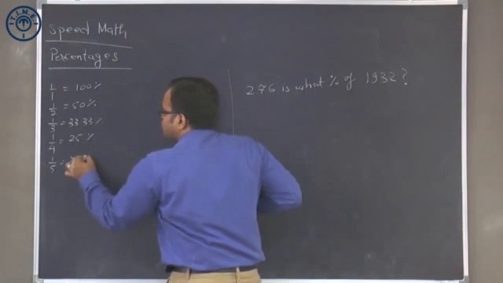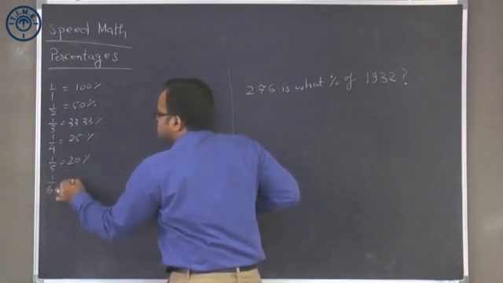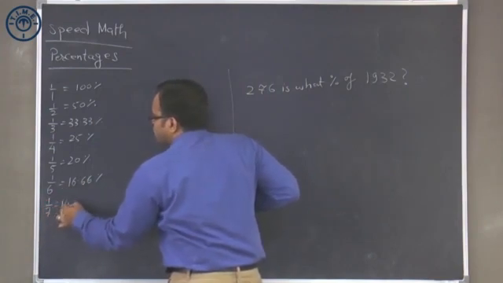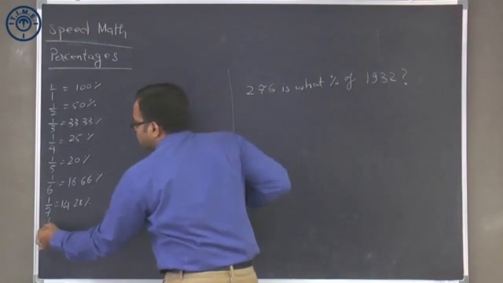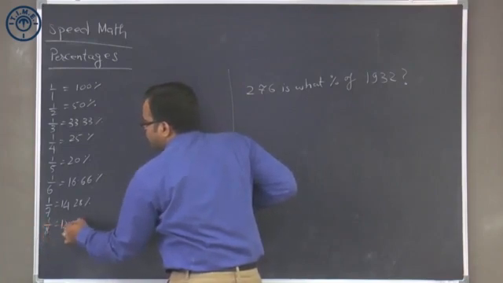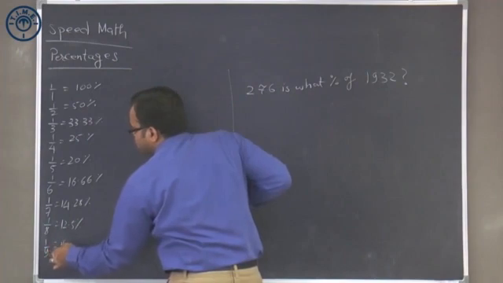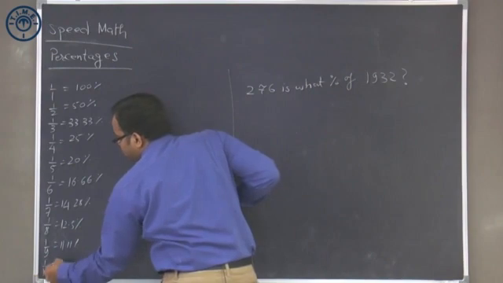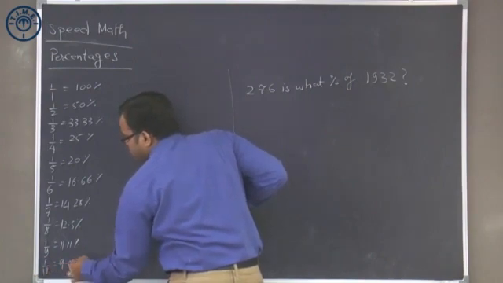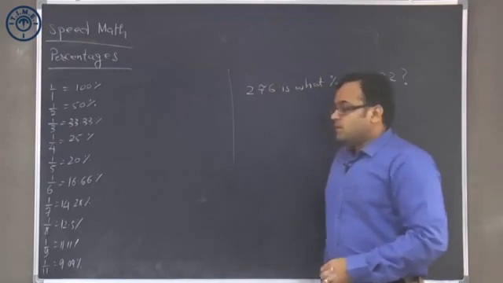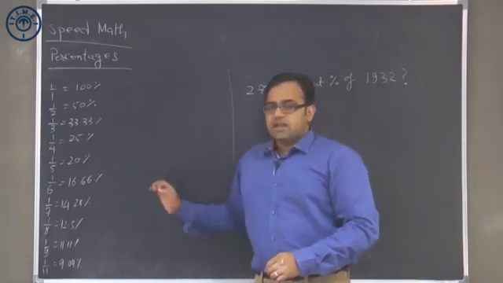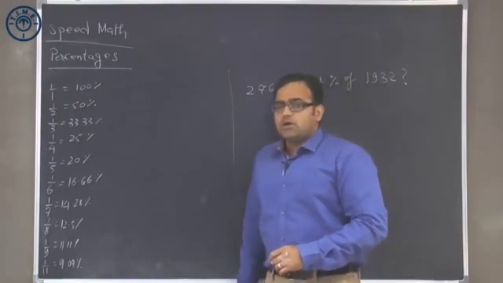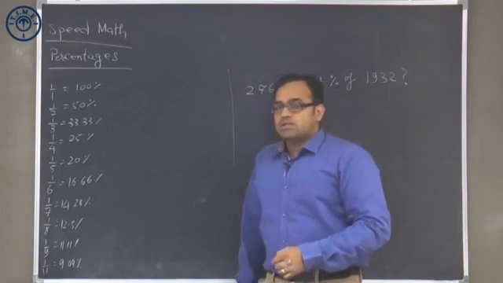1/5 is equal to 20%, 1/6 is equal to 16.66%, 1/7 is equal to 14.28%, 1/8 is equal to 12.5%, 1/9 is equal to 11.11%, 1/10 is 10%, and 1/11 is equal to 9.09%. These are a couple of basic fractions and we must remember them by heart. Now still let's take a look at a couple of methods that will help us remember these numbers better.